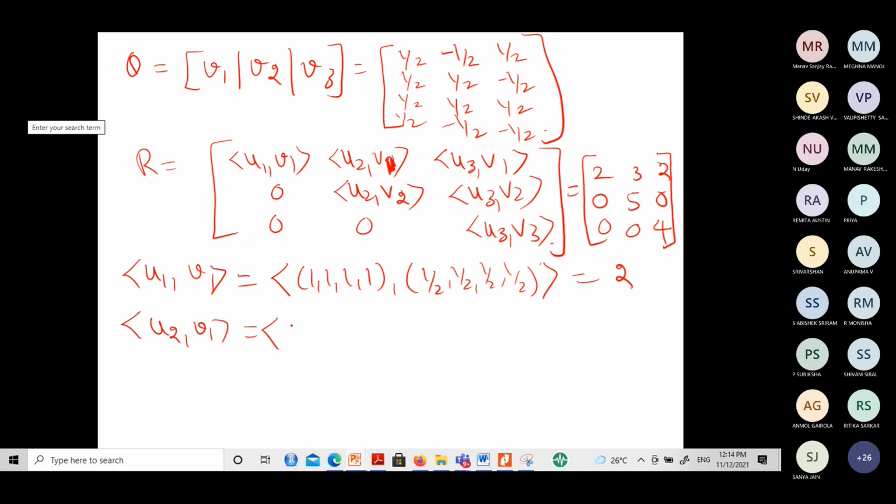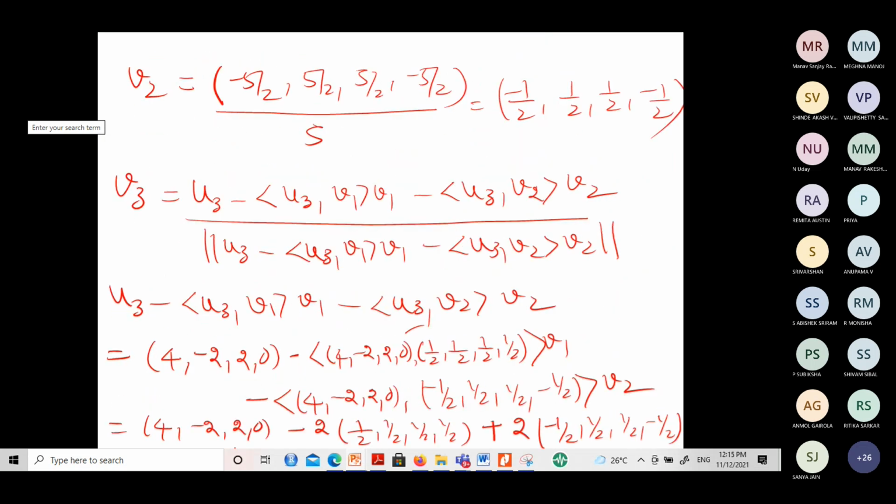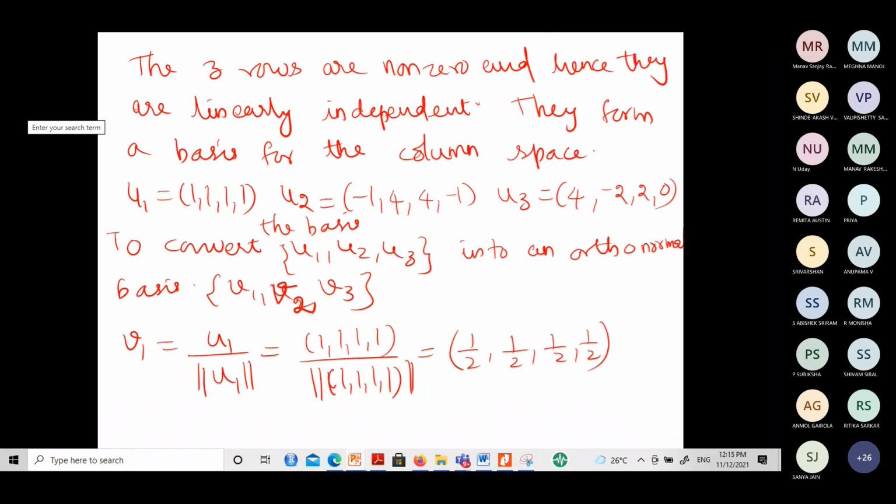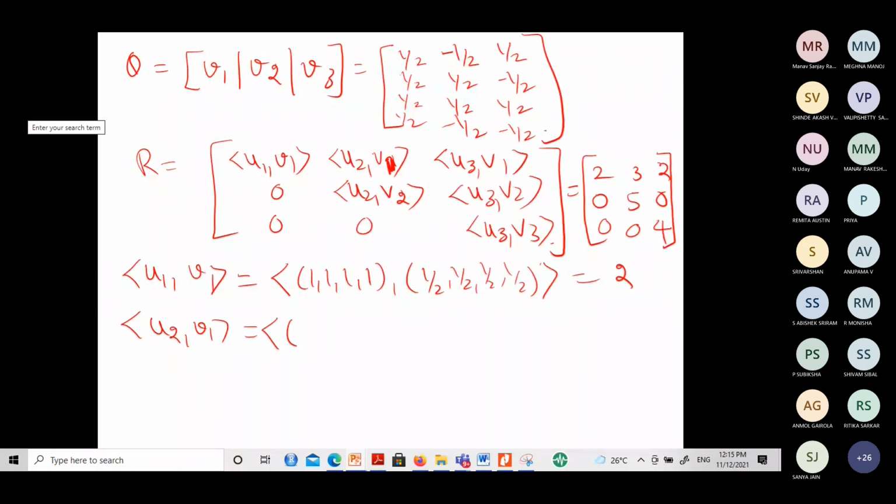What is U2? Minus 1, 4, 4, minus 1, with 1 by 2, 1 by 2, 1 by 2, 1 by 2. So it should be minus 1 by 2 plus 4 by 2, 3 by 2. 3 by 2 plus 4 by 2, 7 by 2, minus 1 by 2, 6 by 2, 3. Correct. Then U3 with V1.